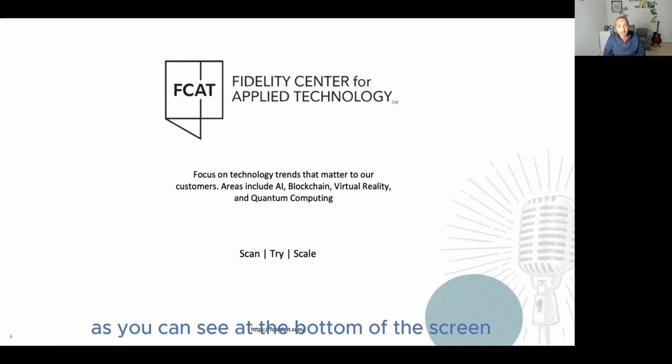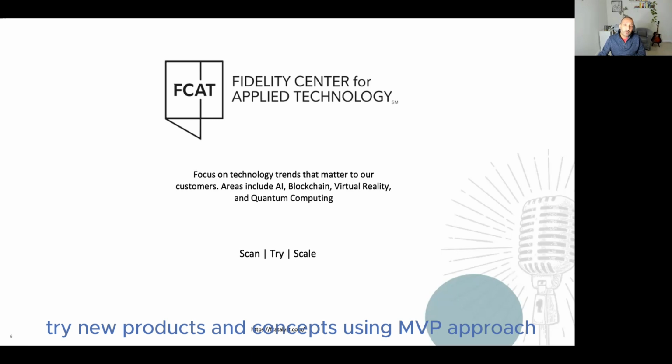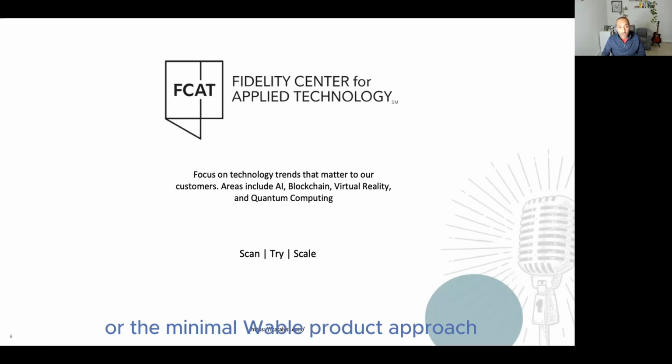When we incubate new products, we use a scan, try, scale model, as you can see at the bottom of the screen. We scan and assess for opportunities, try new products and concepts using the MVP, or minimal viable product, approach, and then scale them for wider adoption using various strategies. Now at the AI Incubator, which is where I work, most of these strategies blend design thinking and data science.